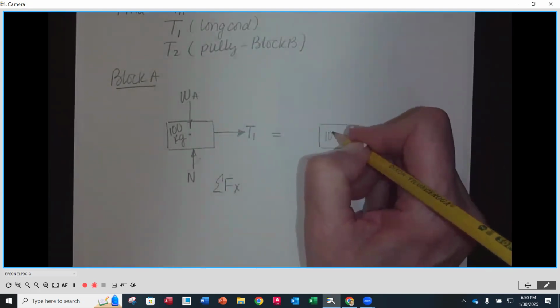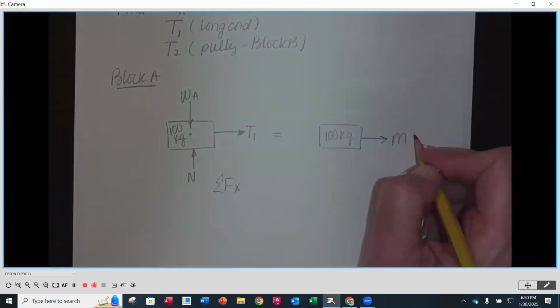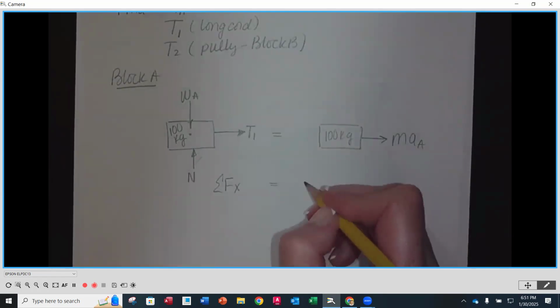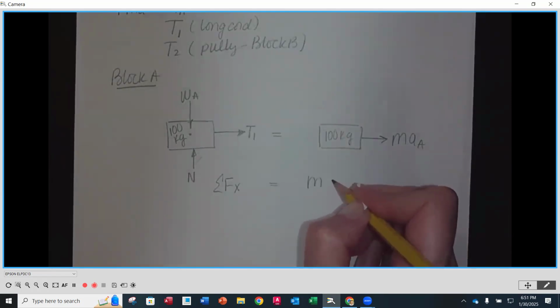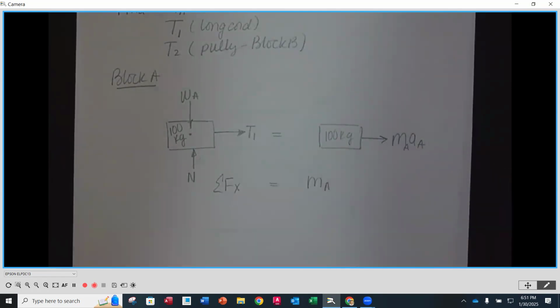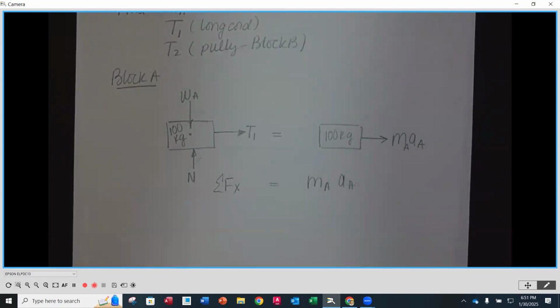And we know that it's a 100 kilogram block again, and that the mass and acceleration of that block are going to head to the right in the direction of motion. So over on this side, this is going to be mass of block A. I really should put the mass A there because there are two different masses, times the acceleration of block A.